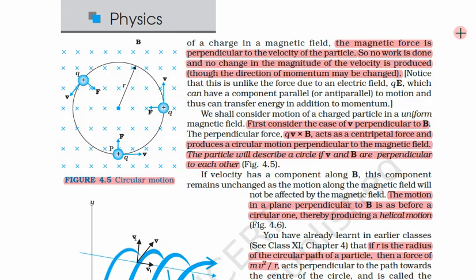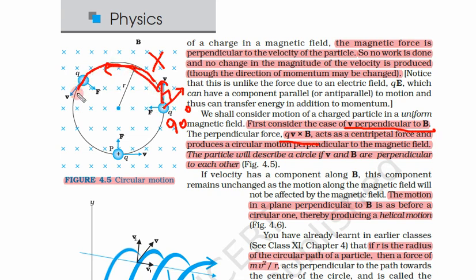What we have understood till now is that if the velocity is perfectly perpendicular to the magnetic field, so the angle between the magnetic field and this velocity is 90 degrees. For the 90 degree case, the motion is a circular motion. So this is the first case: first consider the case V is perpendicular to B. The perpendicular force QV cross B acts as the centripetal force.